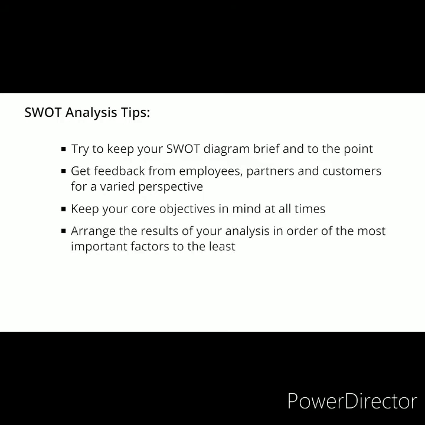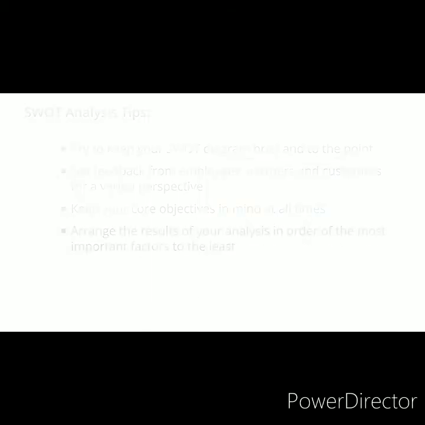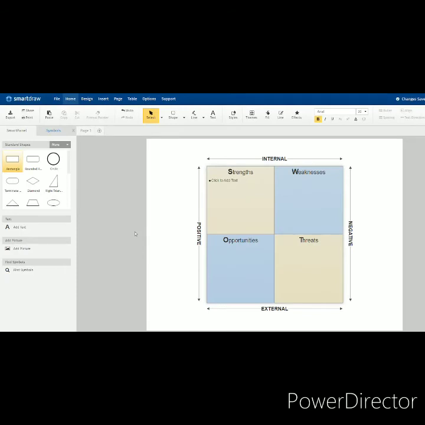Arrange the results of your analysis in order of the most important factors to the least. This will help you prioritize action points going forward. With all that in mind, let's look at how you build a SWOT diagram. First, determine the objective. Decide on a key project or strategy to analyze and write it at the top of the page. Next, create a grid.